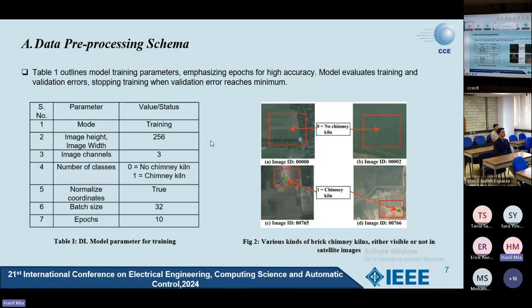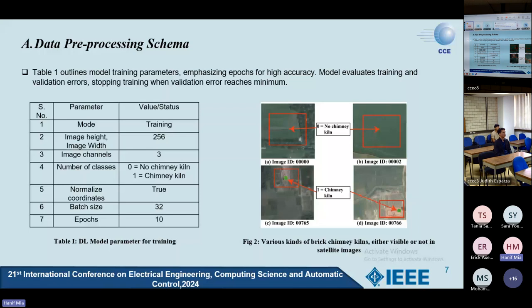Table 1 outlines model training parameters, emphasizing high accuracy. The model evaluates training and validation errors, stopping training when validation error reaches minimum. Here we get deep learning model parameters for training. The mode was training mode, image height and image width was 256, and we use three image channels and two number of classes. I already said 0 for no chimney kiln or 1 for chimney kiln, and the batch size was 32 and it was 10 epochs.